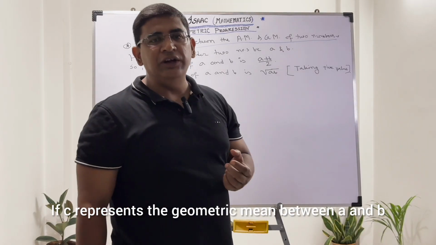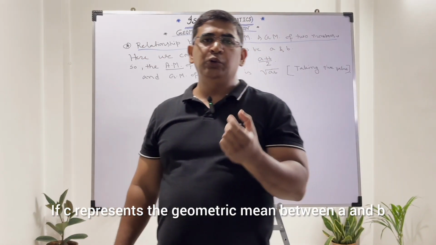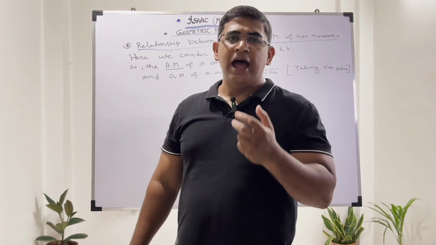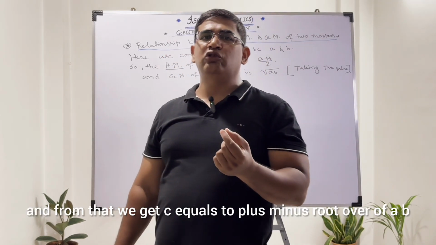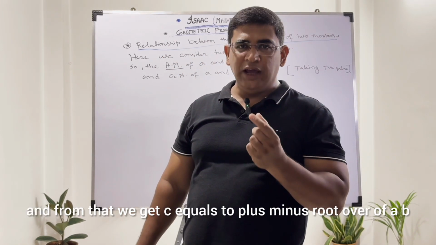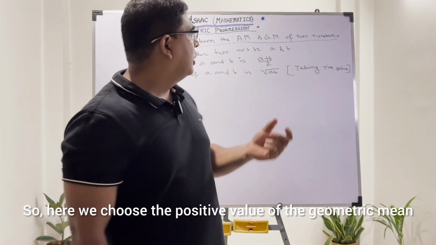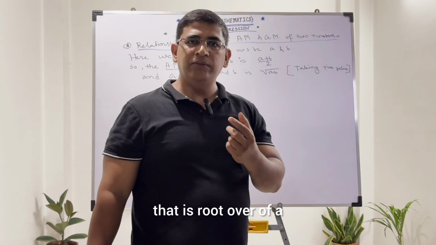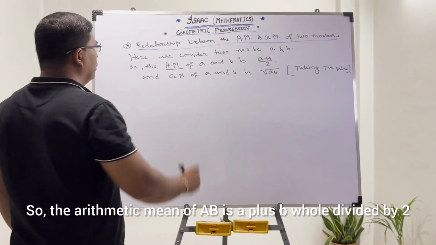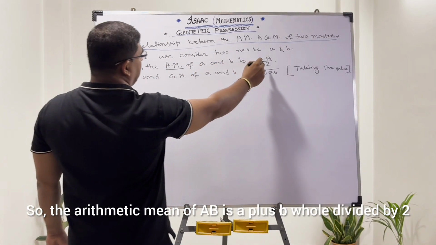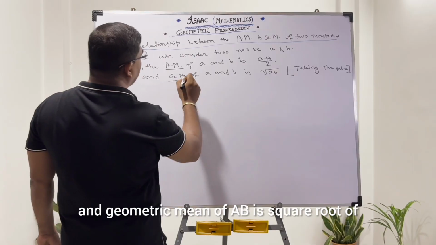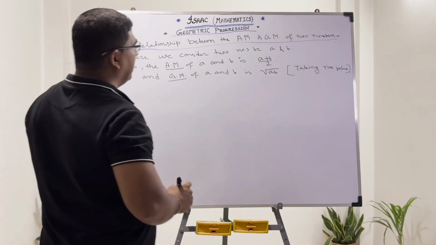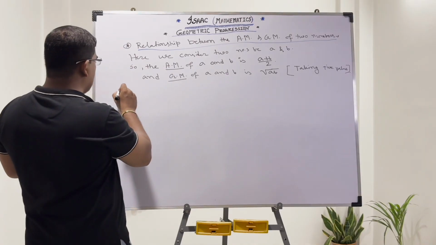If C represents the geometric mean between A and B, then we have C squared equals AB, and from that we get C equals plus minus root over of AB. So here we choose the positive value of the geometric mean, that is root over of AB. So the arithmetic mean of A and B is A plus B whole divided by 2, and the geometric mean of A and B is square root of AB.